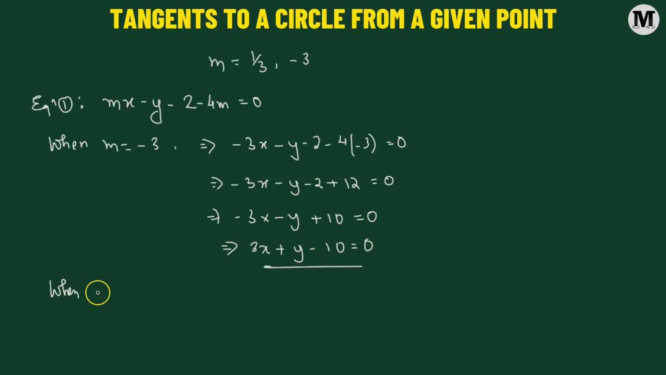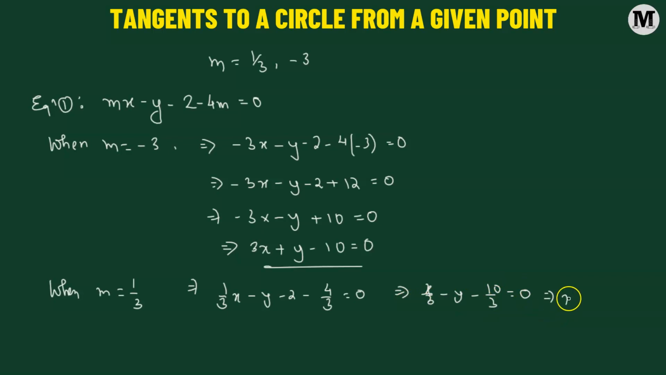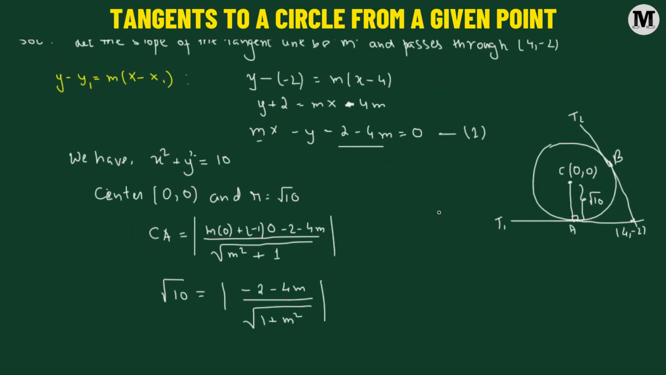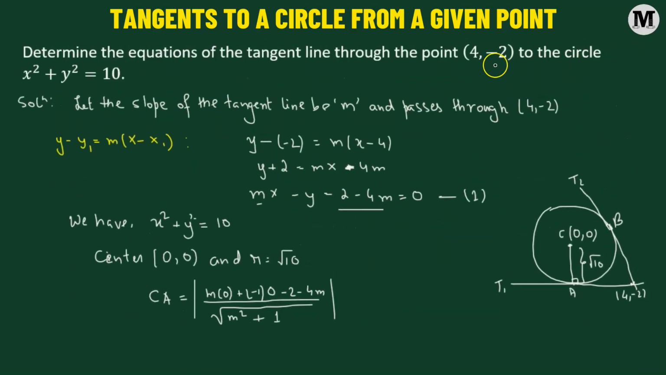And when we choose m = +1/3, we get (1/3)x - y - 2 - 4/3 = 0. This gives us x/3 - y - 10/3 = 0. We multiply throughout by 3, which gives us x - 3y - 10 = 0. This is the equation of the other tangent line. So these are the required equations of the two tangent lines which pass through the point (4, -2) and are tangent to the circle x² + y² = 10.